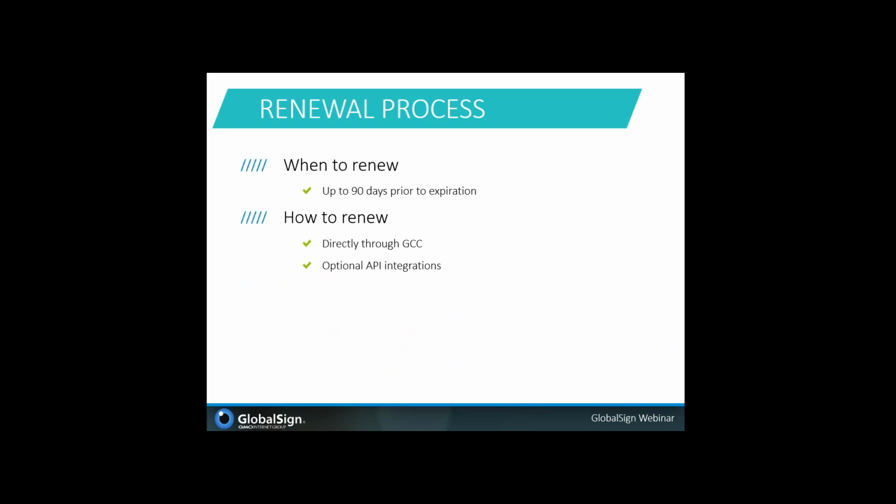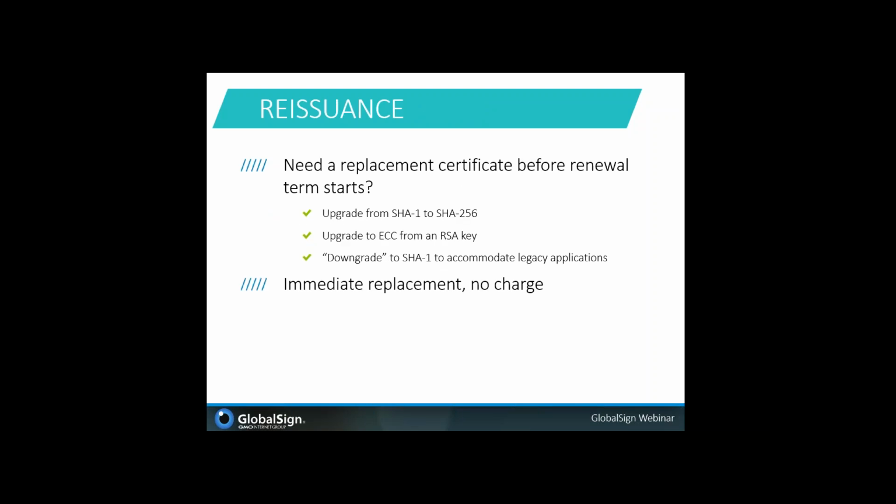When do you want to renew? Well, you can renew as early as 90 days before the expiration, and we'll add on any of the remaining days from your prior certificate onto your new certificate, so you don't lose any validity period if you renew early. And it lets you plan ahead and just get it done so you don't worry about certificates expiring at the last minute. You can do this directly through GCC, the web page that we saw on the previous slide, and optionally through API integrations. Web Services API lets you initiate renewals as well.